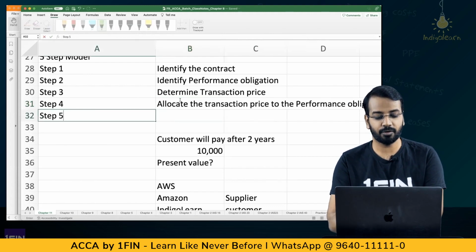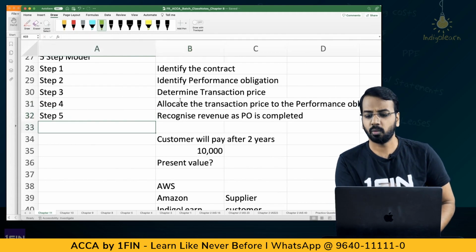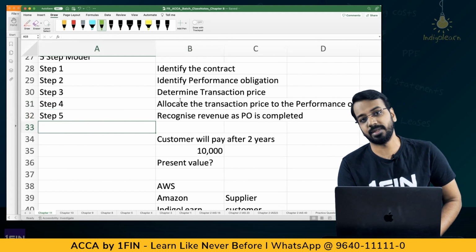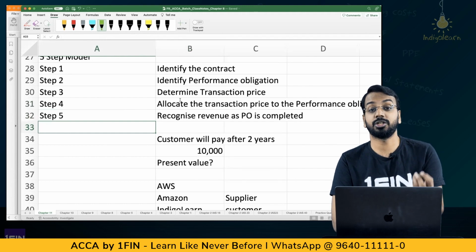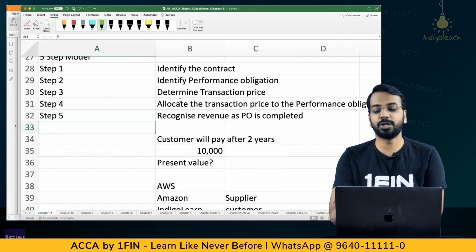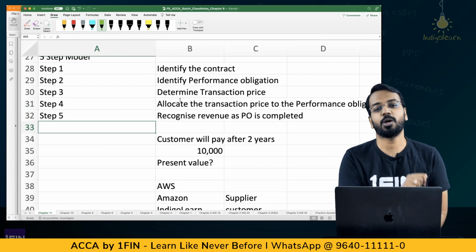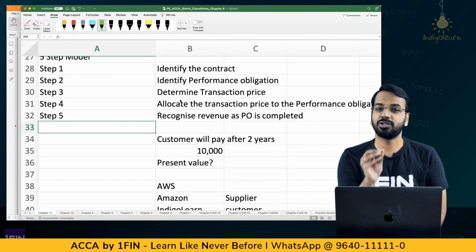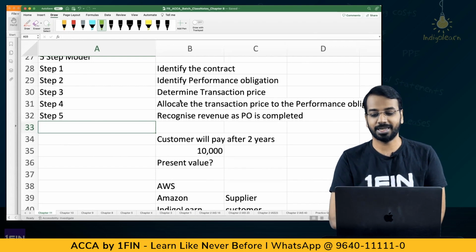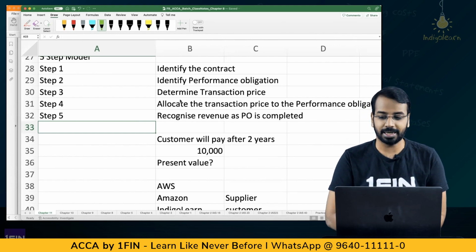Then last step, step 5, is recognize revenue as performance obligation is completed. This is the 5th step, which is a simpler step. What we are saying is, as and when you complete a performance obligation, you recognize revenue. So, for example, if a performance obligation is to give you a mobile phone and 2 years of warranty. In that case, the moment I give a mobile phone, the performance obligation towards the mobile phone is completed. So the proportion of transaction price which you have said is for the mobile phone, that you can recognize as revenue. Then warranty, as you complete 1 year, you will be able to recognize the revenue.